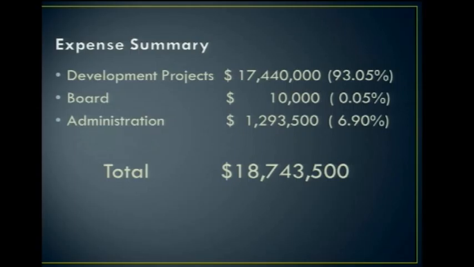That includes an amount of money that the RDA pays to the city for use of its staff, and also the 20% housing budget is reflected in that $1.3 million. So that is the total budget for the redevelopment agency, $18,743,500. And there were no changes based on our discussions with the board to this. So we would just recommend adopting it as proposed by the administration.